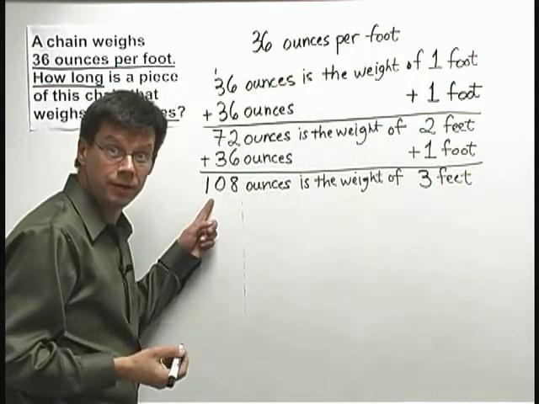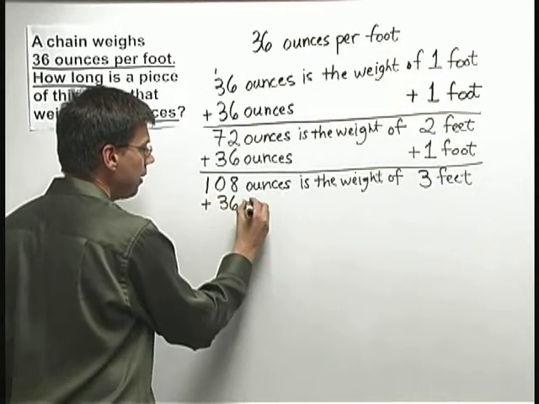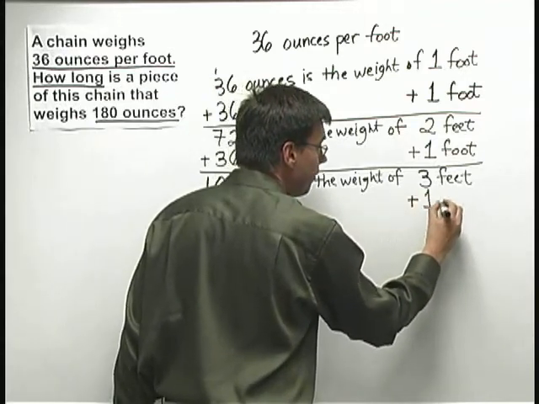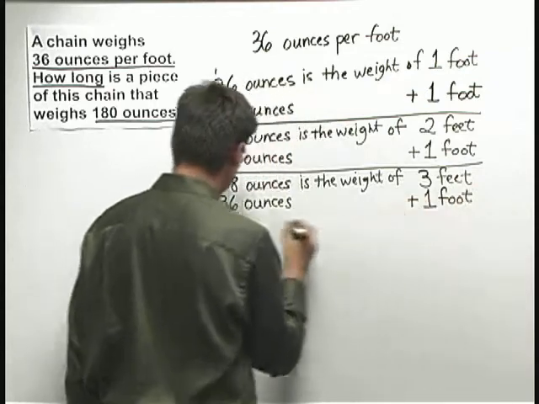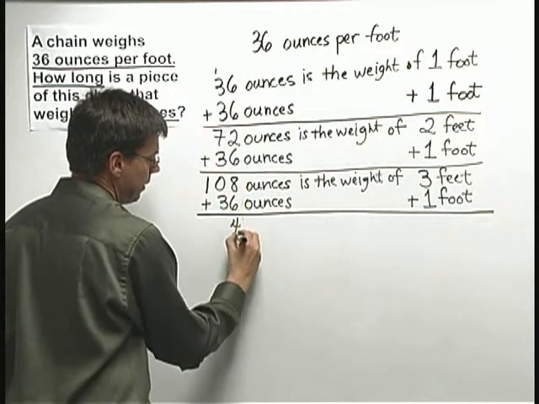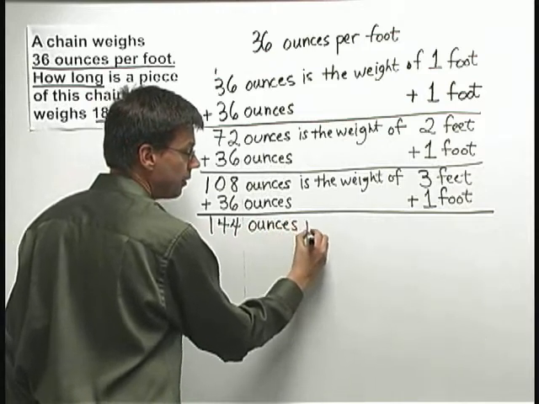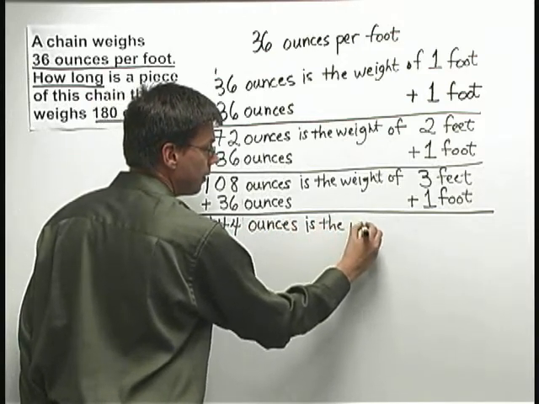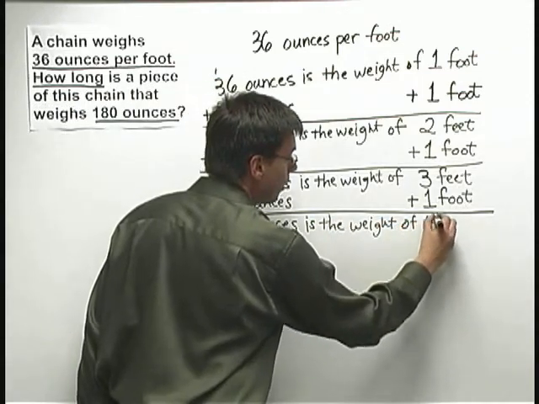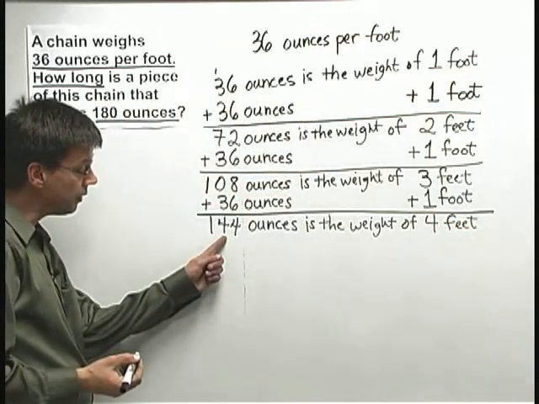Now we're getting there, but we still need more weight, more ounces. Add on another 36 ounces. That will increase the length of our chain by another foot. Let's see what we get. 6, 4, 1, that's 144 ounces is the weight of 4 feet of chain. Now we have quite a few ounces here.